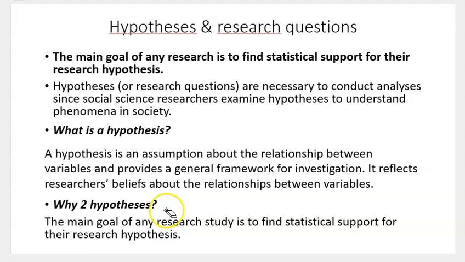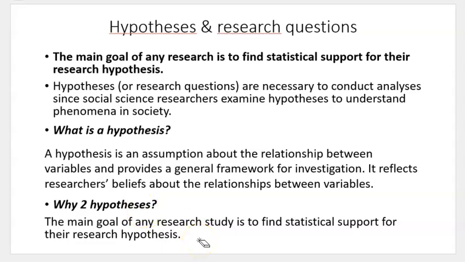Why two hypotheses? Because you have to either reject or not reject. For instance, the null hypothesis means that there will be no difference in health condition between people who exercise and people who don't exercise. And the alternative hypothesis, the second hypothesis, is that the people who exercise will be healthier than the other group.